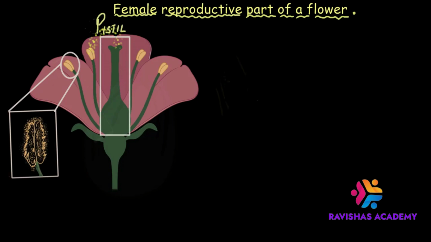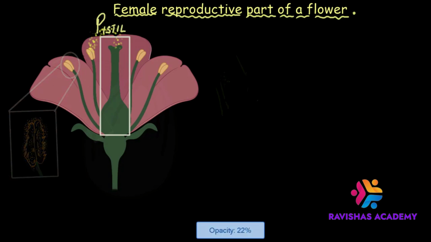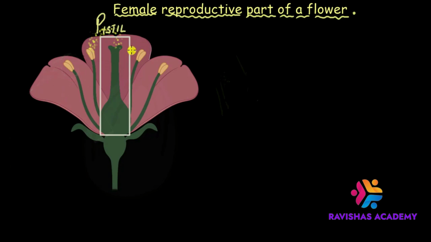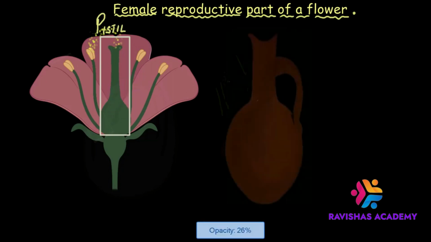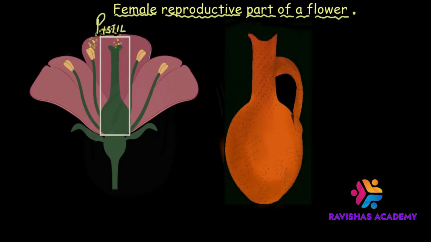Well, when I was in my 5th or 6th grade and I saw the picture of this male and female part of a flower in my textbook for the first time, I thought that this female part quite resembled a water pitcher or a water jug. What do you think? Well, to help your imagination, how about I modify the pistil a little bit? What do you think now?